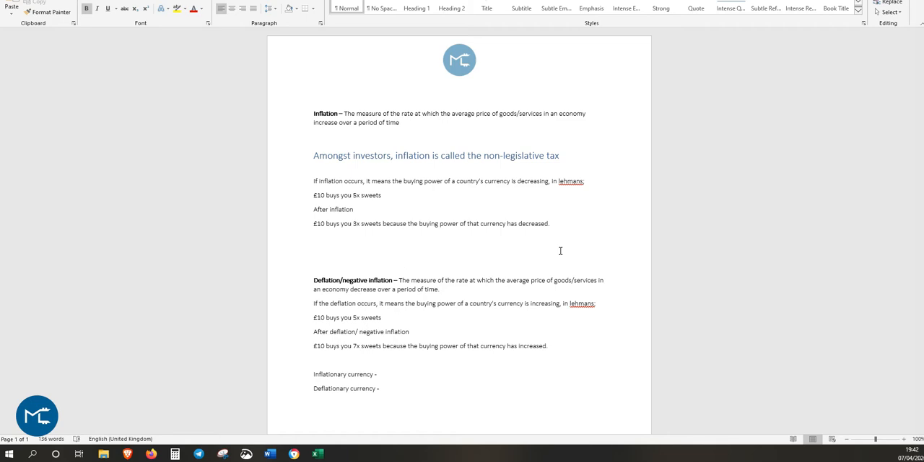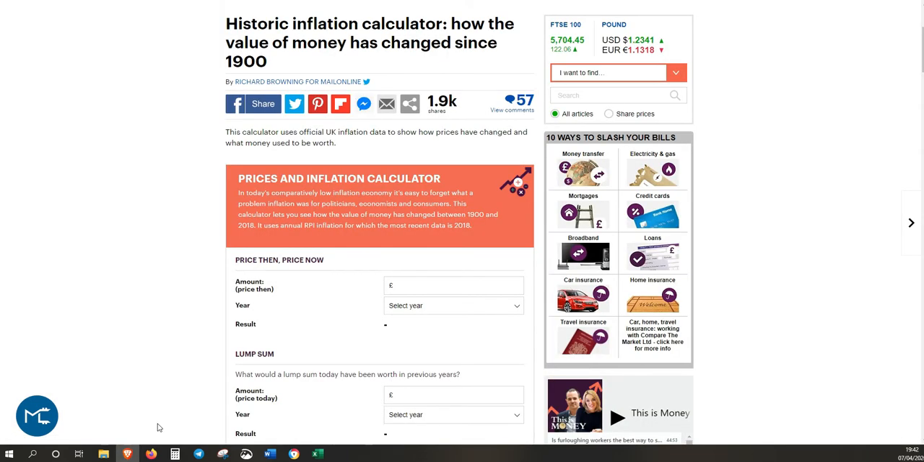Now let me show you a website where you can actually visually see just how much your currency is depreciating over time. I'm sure you can Google it, just type in inflation calculator. It shows you historic inflation and how the value has changed. This website is able to do that from the 1900s because all it needs is the rate of inflation and then it can do that calculation.